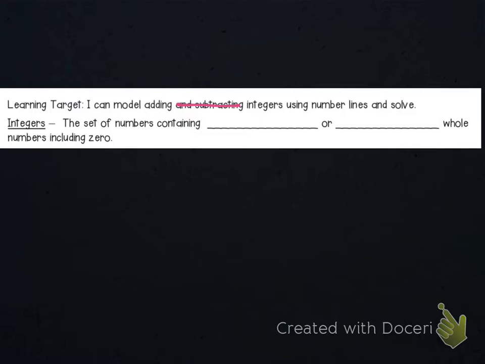Integers are the set of numbers containing whole numbers or the opposite of whole numbers, and those are your negative numbers. And it's also including 0.